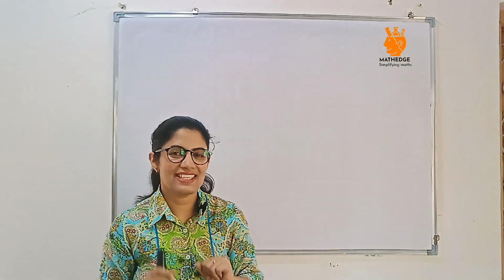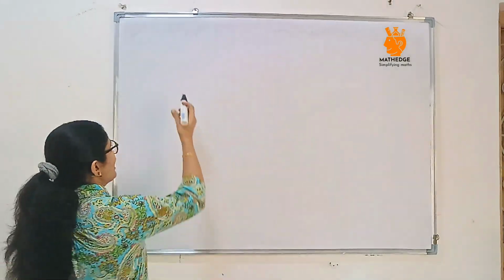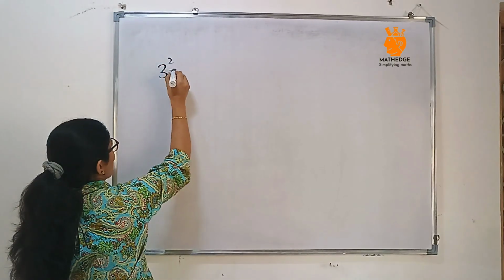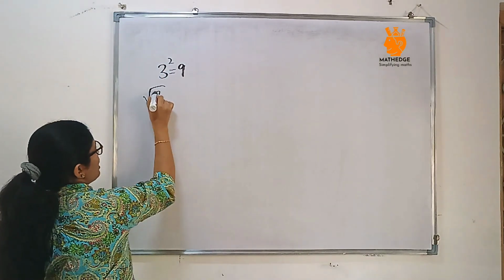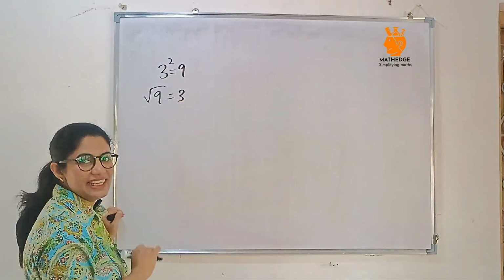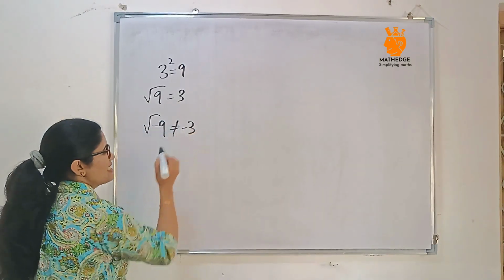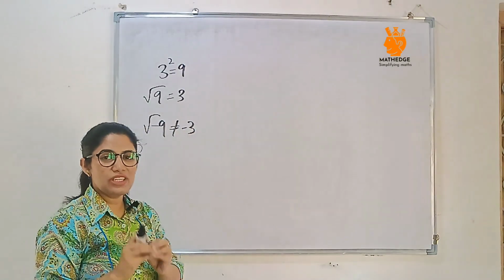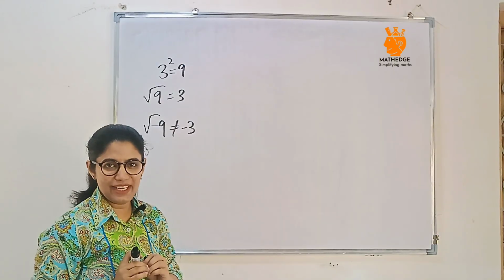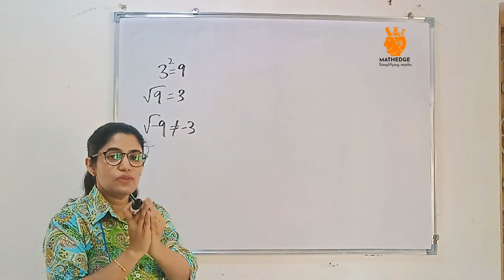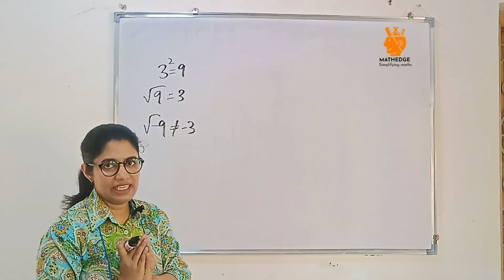First, recall the basics. What is 3 squared? 3 squared is 9, right? Then what is the square root of 9? 3, you will say. Then what is the square root of minus 9? Don't say minus 3. The square root of a negative number will not exist in the real number system. So where will a negative number's root exist?